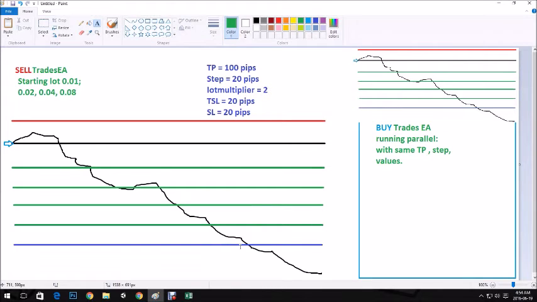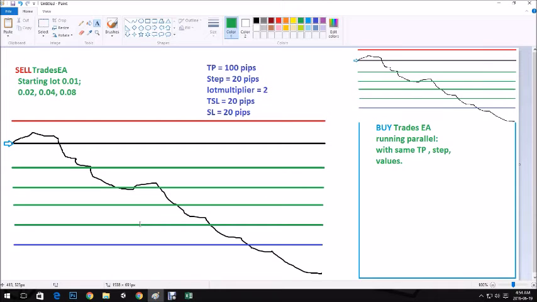Okay, and if our first trade does that, we already know that all the other trades will be in profit. The second trade will be in 80 pips profit at this point of time when our first trade hits its target. Our third trade will have 60 pips in profit, our fourth trade will have 40 pips, and our fifth trade will be in 20 pips profit.